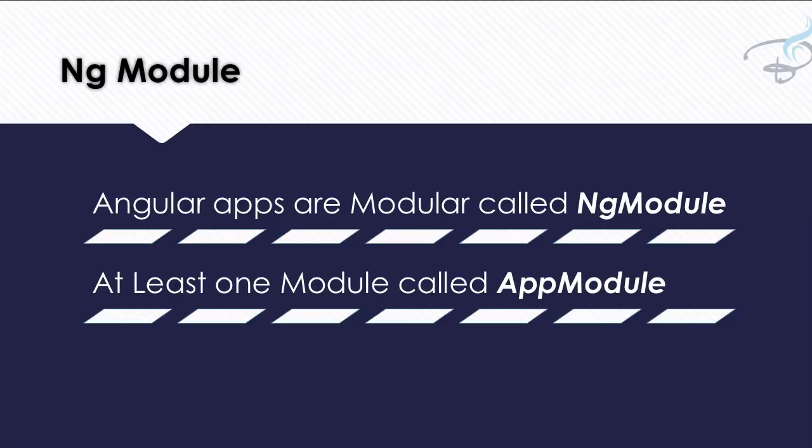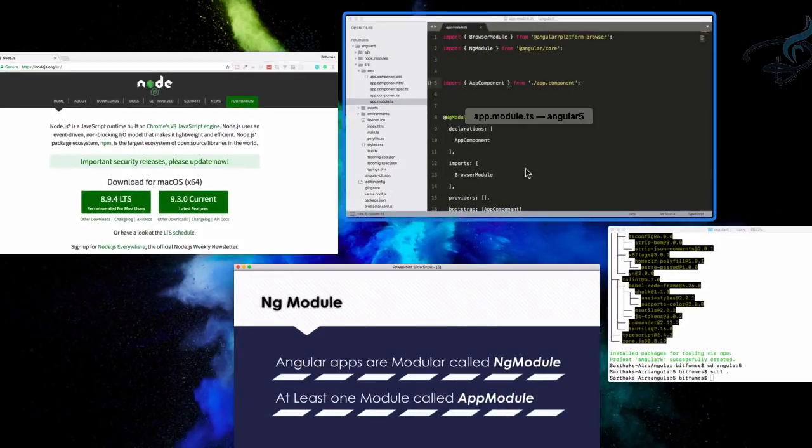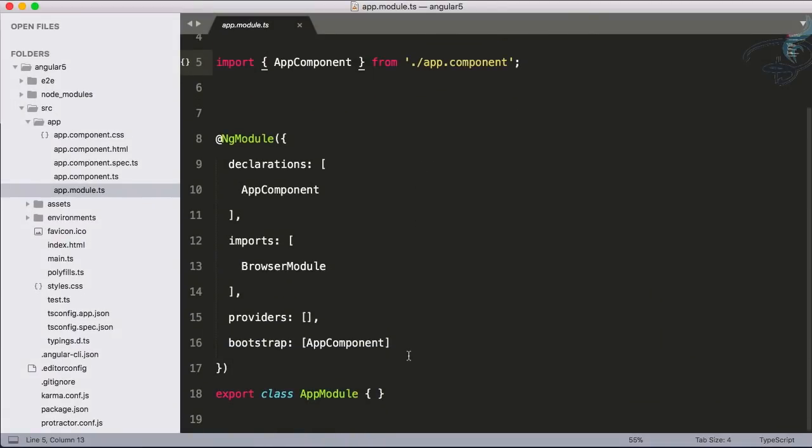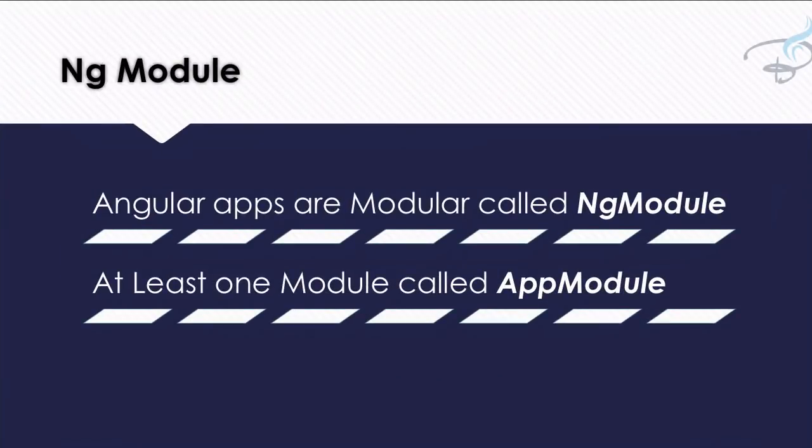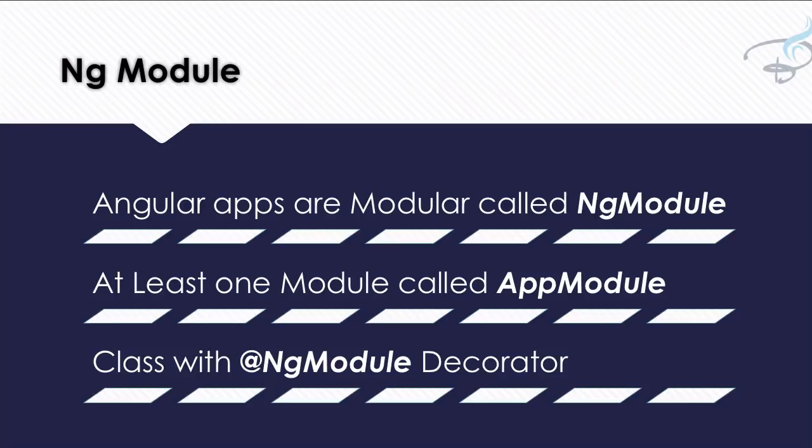Class is a collection of functions. So I have told you every Angular app must have an app module. Okay, so this is good. And then a class with the @NgModule decorator.